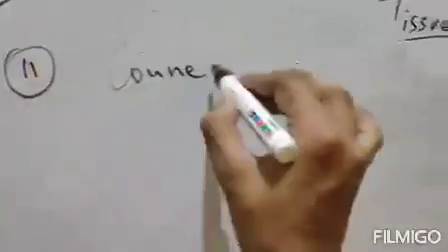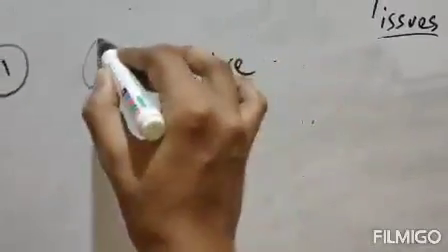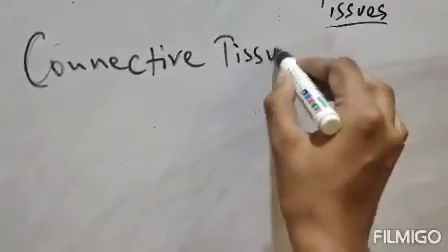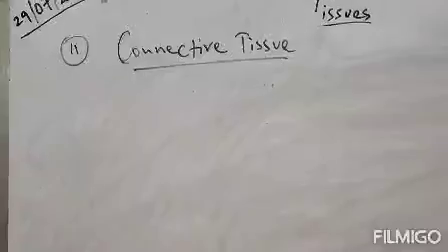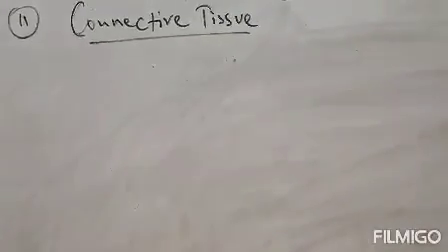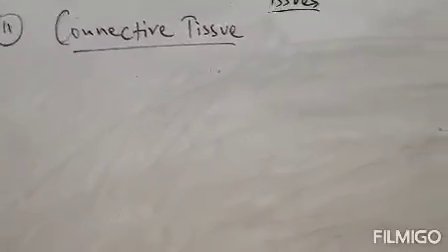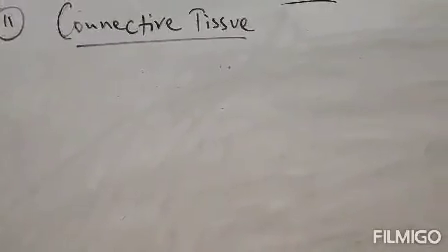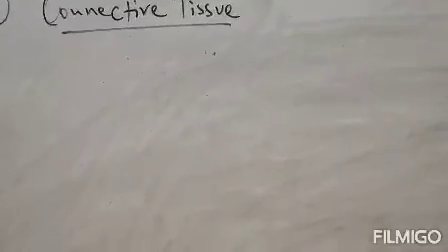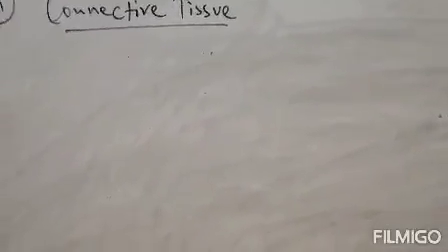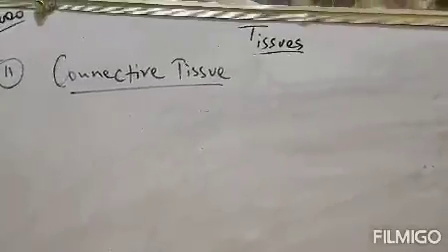This is the second tissue, connective tissue. Now in connective tissue, as the name suggests, this tissue is specialized to connect various body organs with each other. For example, it connects 2 or more bones to each other, and also it binds different tissues together and gives support to various parts of our body. That is the connective tissue.